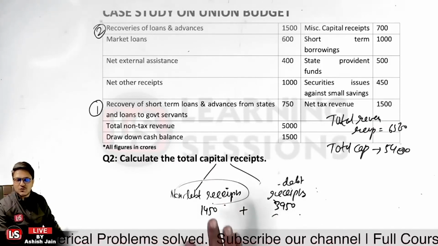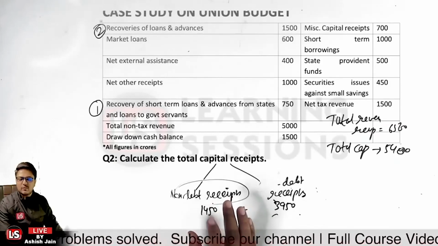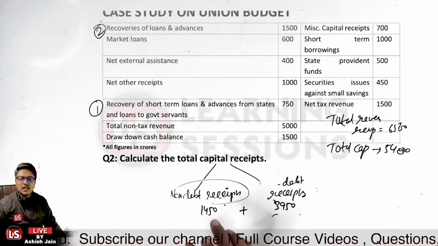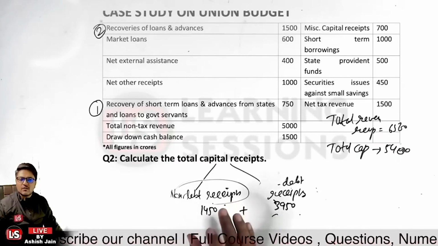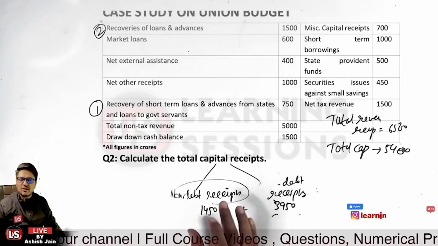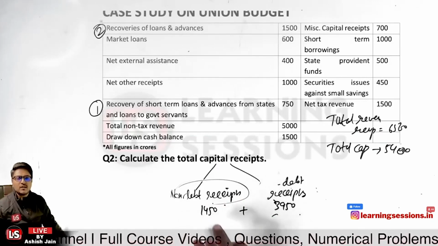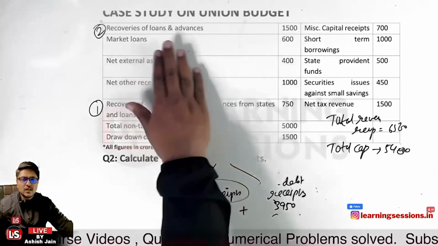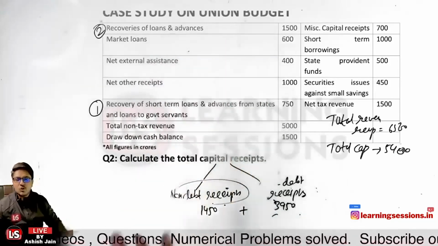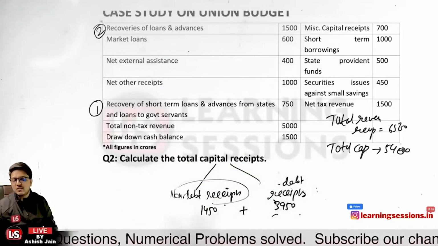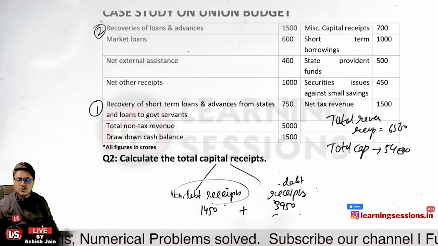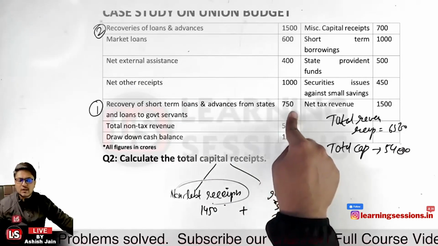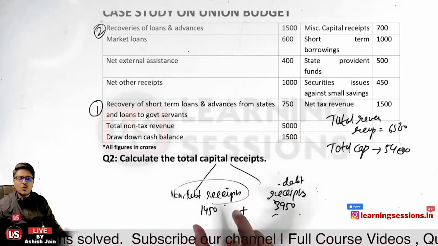Just for your practice purposes, can you please let me know what was the second component that we covered? One was the recoveries of the loans and advances, and the other was simply miscellaneous capital receipts, isn't it? So we basically have a total over here. And further, I told you that in the case of the recoveries of the loans and advances, the short-term borrowing recovery must not be considered. So that is to be subtracted. So we subtracted 750 out of it. So that is related to the non-debt receipts.